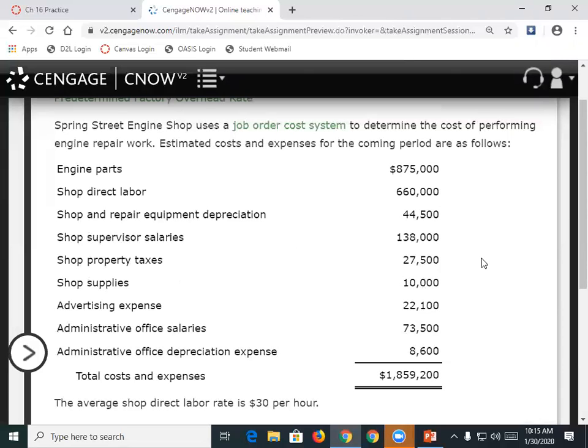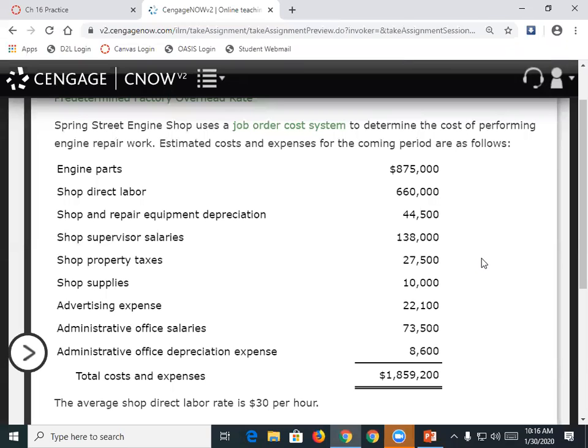Let's go through this. Is our engine parts an overhead? No, that'd be direct materials. Shop direct labor? Well, no, it's direct, right? How about shop and repair equipment depreciation? Yes. So my overhead is going to equal 44,500 plus. What about shop supervisor salaries? Yes, that's an indirect labor. Shop property taxes? Yes. If it says shop, and it's not direct, so that's 27,500.